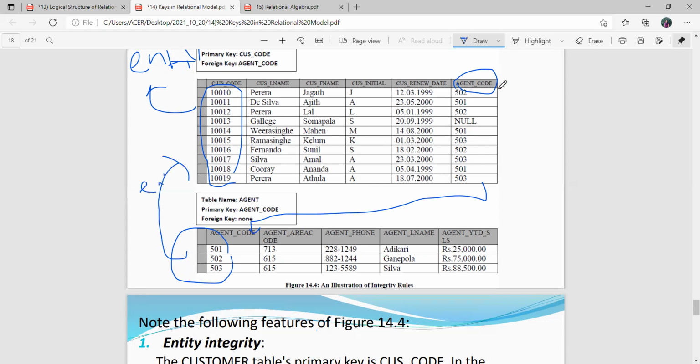When we consider referential integrity, you can see 501, 502, 503. All these records have these three values only, but there is also a null value. A foreign key can have null values. It does not need to have a value; it can be null. So this is consistent with referential integrity. Okay.